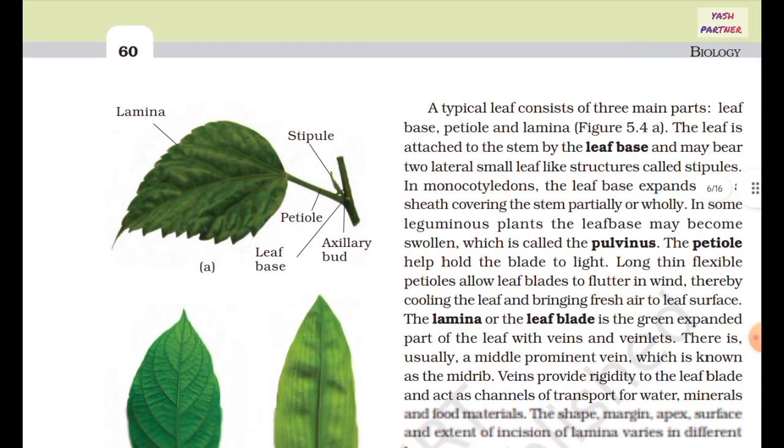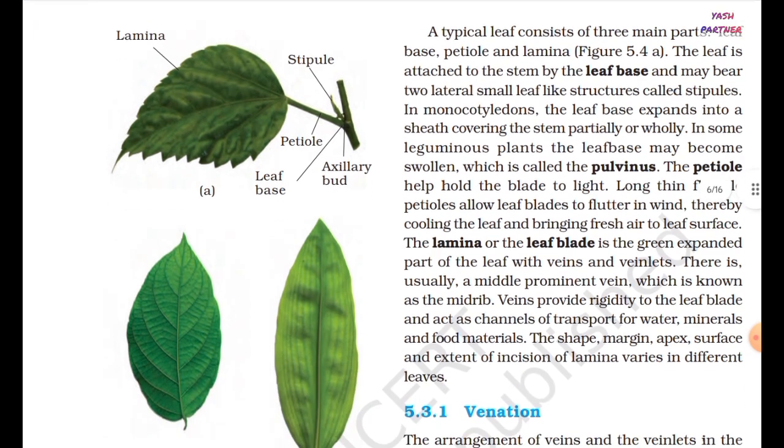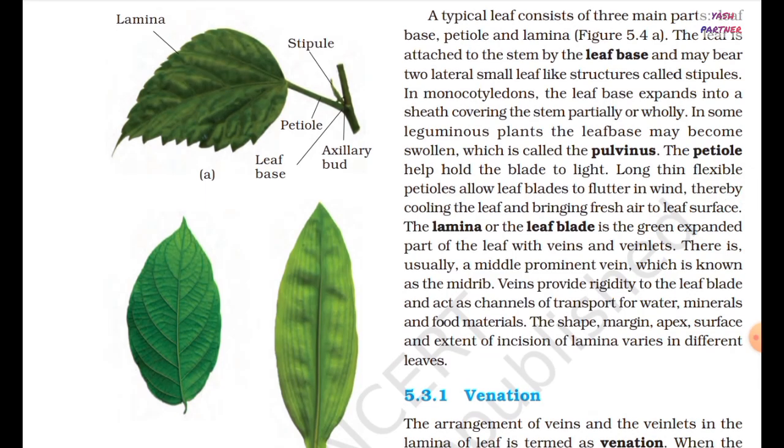A typical leaf consists of three main parts: leaf base, petiole, and lamina, figure 5.4a. The leaf is attached to the stem by the leaf base and may bear two lateral small leaf-like structures called stipules. In monocotyledons, the leaf base expands into a sheath covering the stem partially or wholly. In some leguminous plants, the leaf base may become swollen, which is called the pulvinus. The petiole helps hold the blade to light.